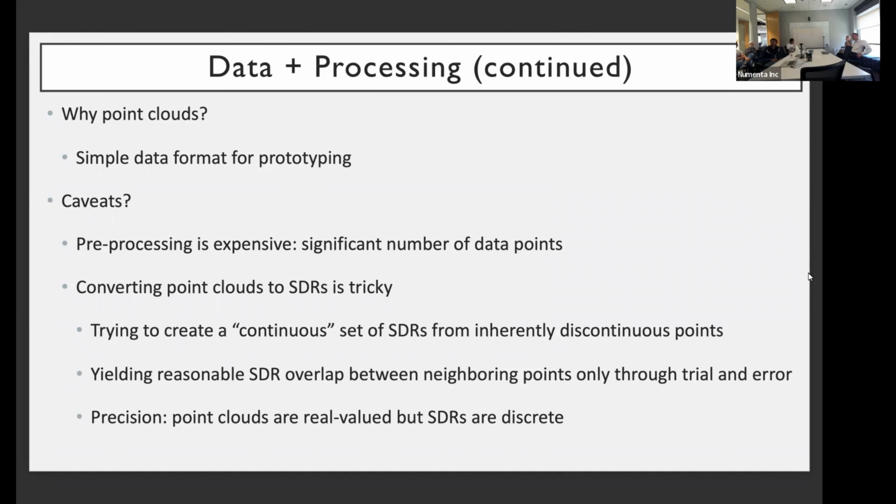Okay, so I just want to quickly address this. Why are we using point clouds? Why not anything a little bit more complicated? The reason is it's quite a simple data format for quick and easy prototyping, but there are plenty of caveats. The first is that preprocessing is quite expensive just because there are thousands of data points. And in my case, since I'm using temporal memory, converting from point clouds to SDRs is quite tricky. You're trying to create a continuous set of SDRs where there's a continuous overlap between points from inherently discontinuous point cloud points.